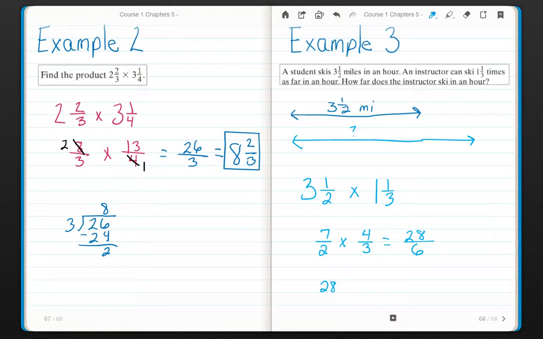Divide. 28 divided by 6. 24 equals 4 4/6, which reduces to 4 2/3. Don't forget your units. Miles, even though that was really sloppy miles. Sorry about that. So the instructor can ski 4 2/3 of a mile in an hour.